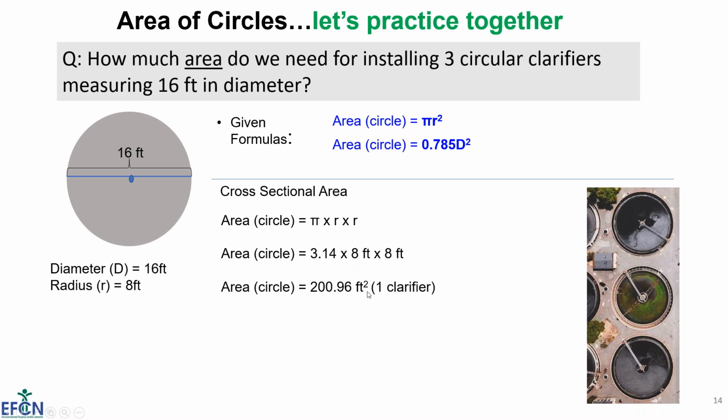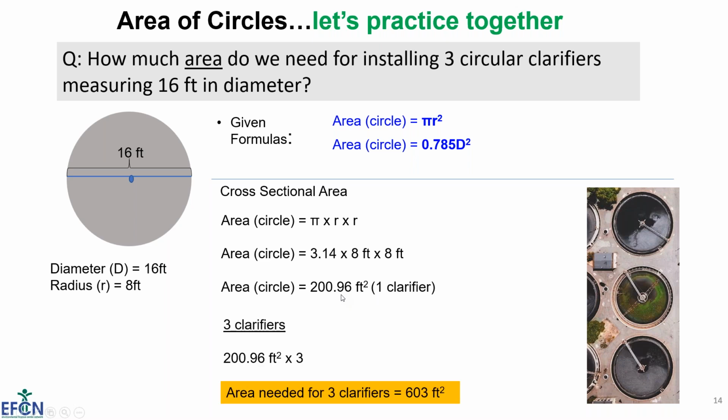Now it's important to track your units because it's very easy to make an error when you're dealing with units. Feet multiplied by feet, we come up with square feet. And at this point we are dealing with an area, so square feet is what we have. Now we haven't completed our question because we only have the area of one clarifier. If you don't answer your question completely, believe me, you will find the answer on one of the answers to be 200.96 feet, which will be wrong.